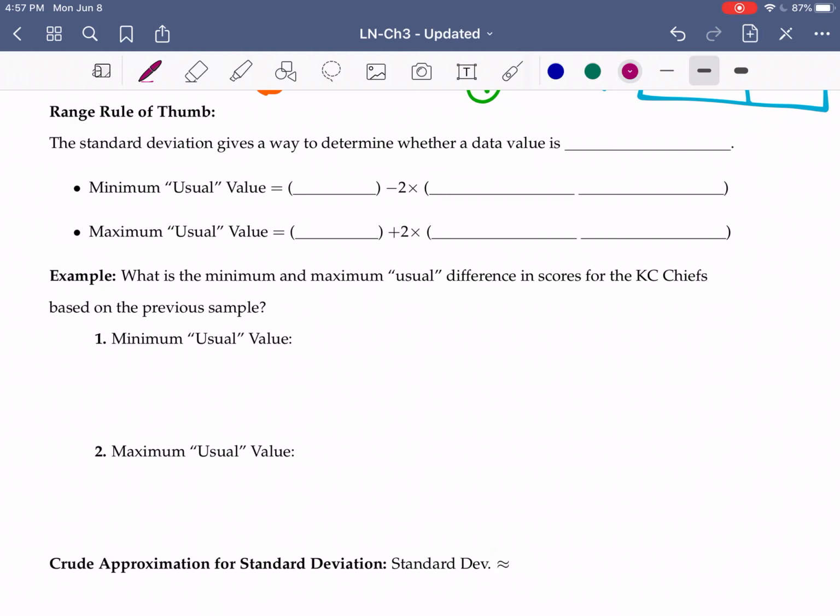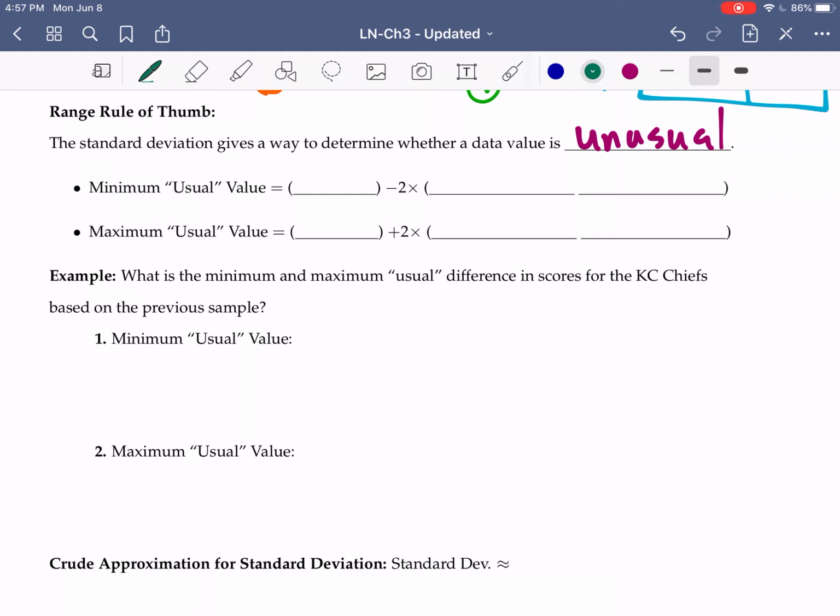In this video, we're going to take a look and see if we can determine whether or not a data value is unusual. The standard deviation does give us a way to determine whether a data value is unusual. The way that we can determine if it's unusual is we can try to find out, is a particular data value more than 2 standard deviations away from the mean?